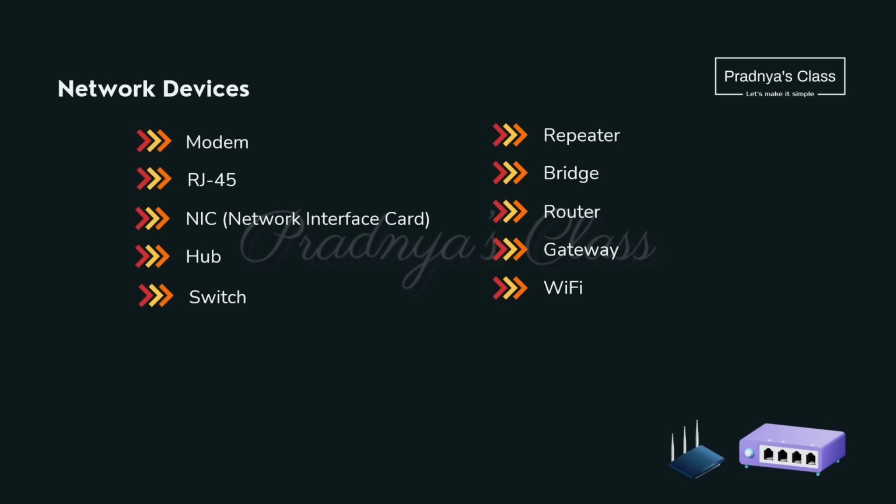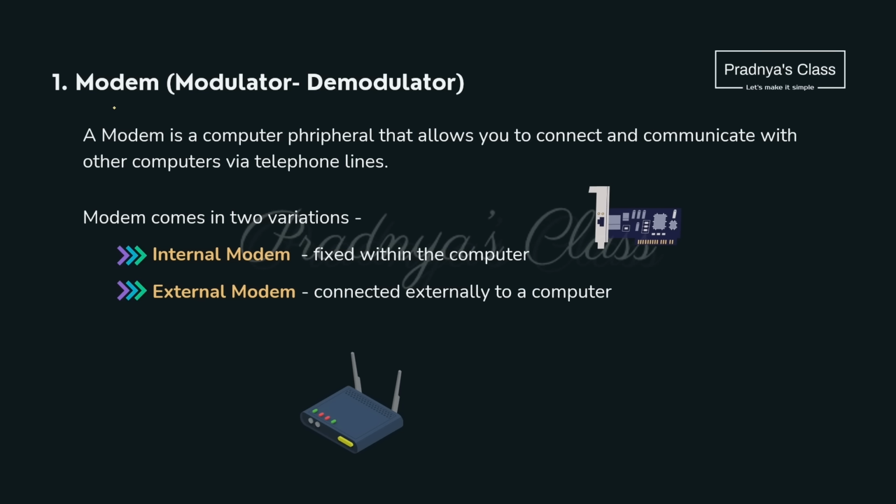It's time to proceed to the next important topic, network devices. There are a lot of network devices with the help of which we connect different devices in a network. So here is a list of different network devices. The first one is the modem. The full form is modulator and demodulator. This is used generally in the case of telephone lines.